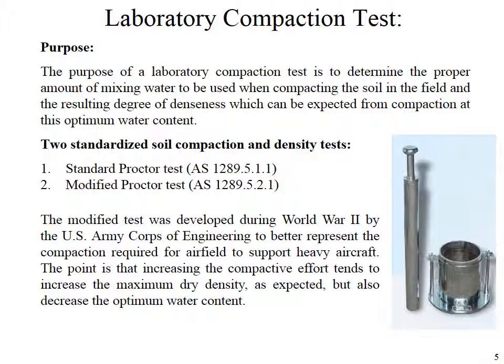The modified Proctor test was developed during World War II by the US Army Corps of Engineers to better represent the compaction required for airfields to support heavy aircraft. The point is that increasing the compactive effort tends to increase the maximum dry density as expected but also decrease the optimum water content. The figure shows the hammer and a mold for standard Proctor test with base.